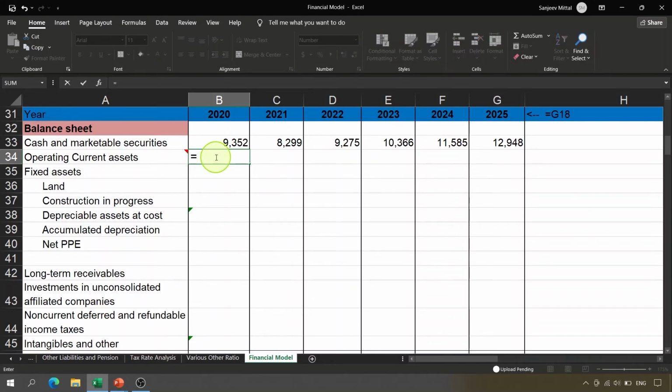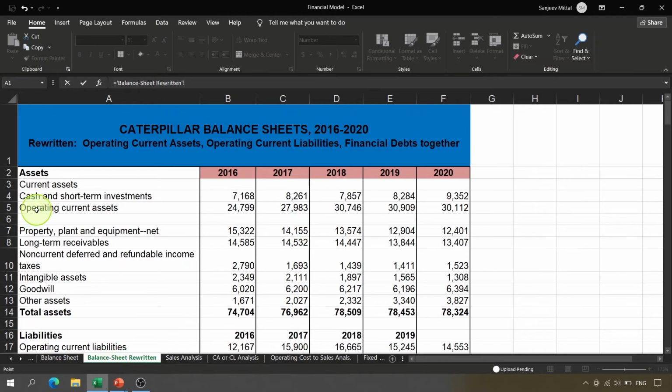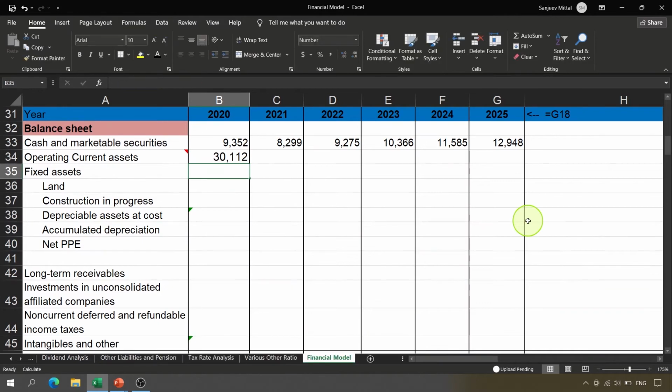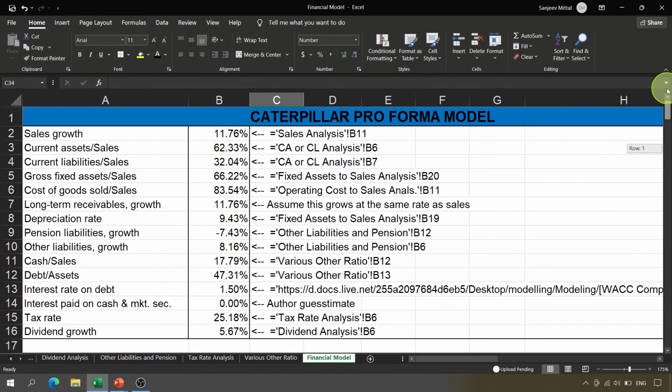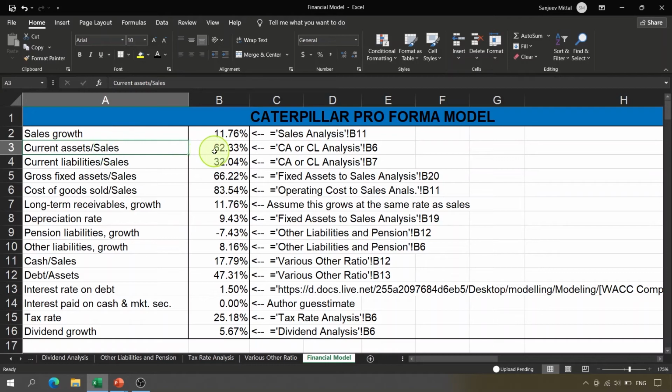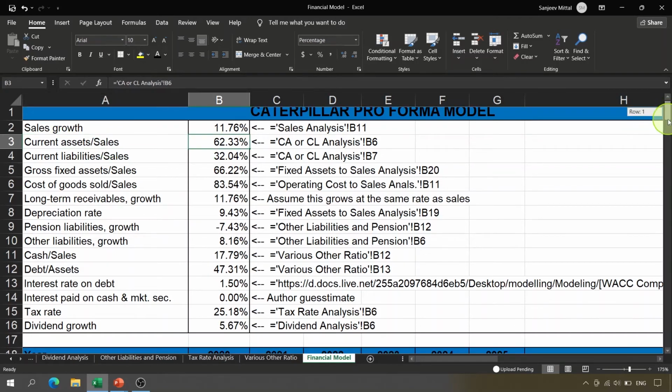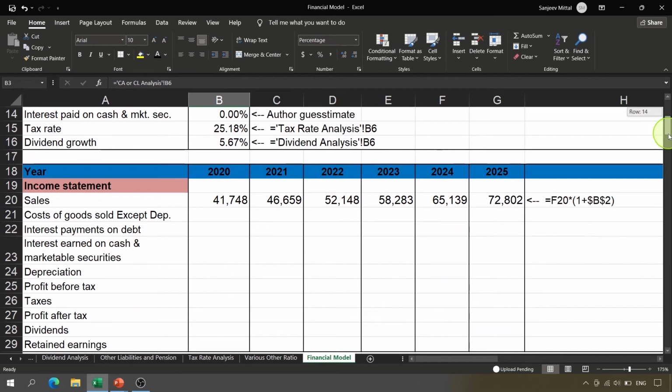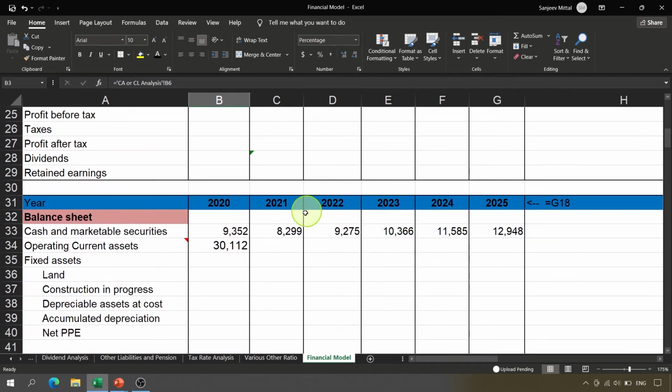For that purpose, for the year 2020, we can simply go to our rewritten balance sheet, as you can see here. Inside this rewritten balance sheet, under the current assets section, we can see operating current assets, which is 30,112, and we shall put this number here. After writing this number, we can go to our financial model ratios above, and we can see that our current assets to sales ratio is already given, which means that whatever sales we have projected, we can write our current assets based upon that.